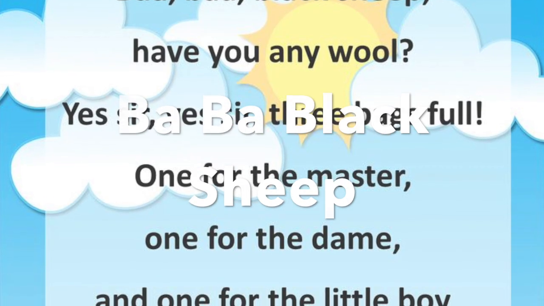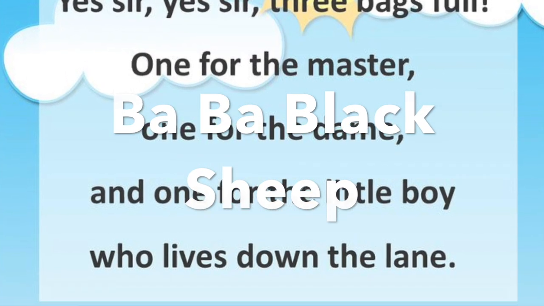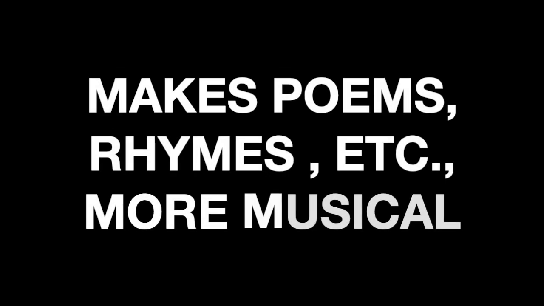Next you see baa baa, black sheep. Now again you see baa baa is repeated. Here, repetition is used. Now this is another figure of speech. Repetition. These are common ones, very common ones, used in most of the nursery rhymes and other poems. So these make the poems and other literary work more musical.